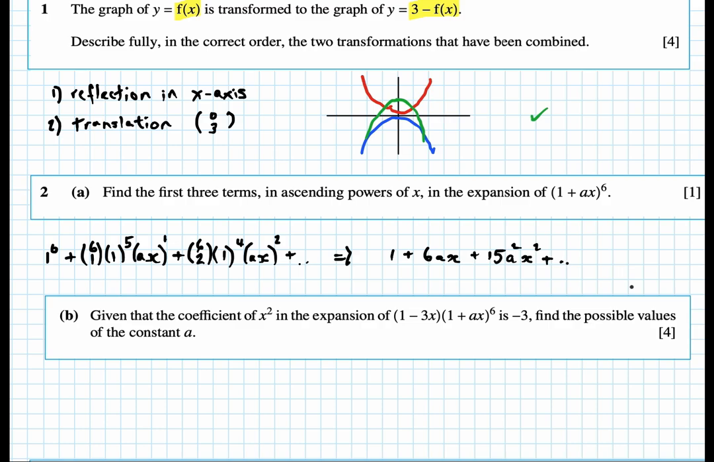That's part A. We have to now look at the coefficient of x squared for an expansion, and we're also given that it's equal to minus 3, and find the possible values of a. Okay, so 1 minus 3x times what we were given before. So 1 plus 6ax plus 15a squared x squared.